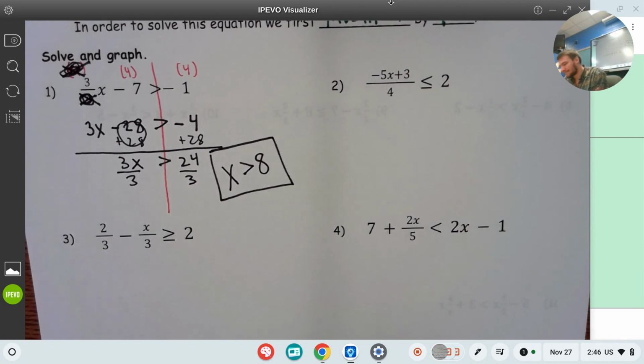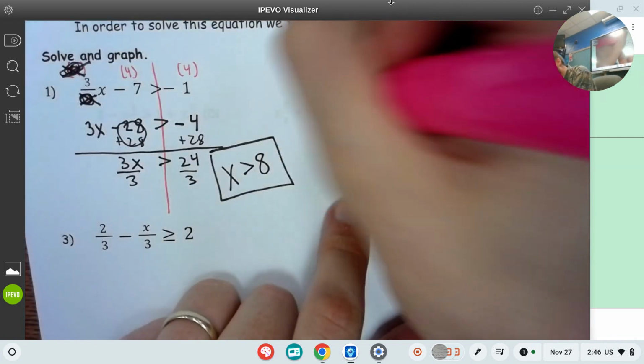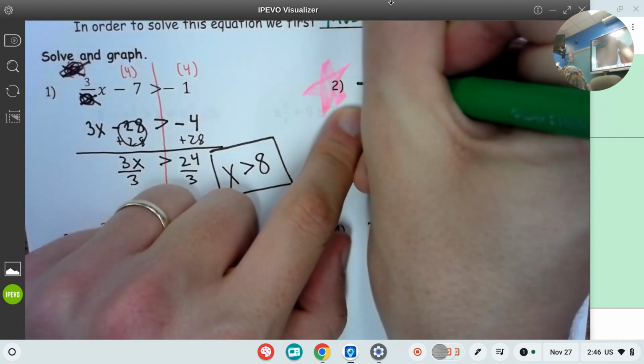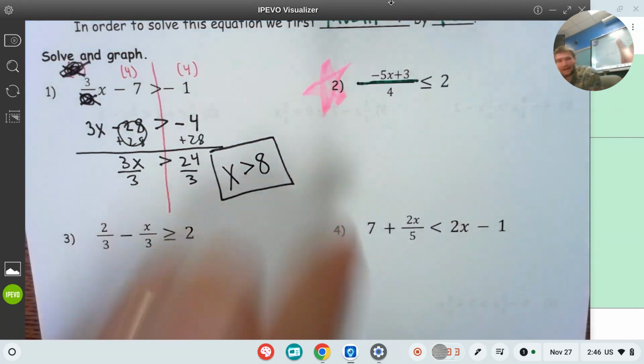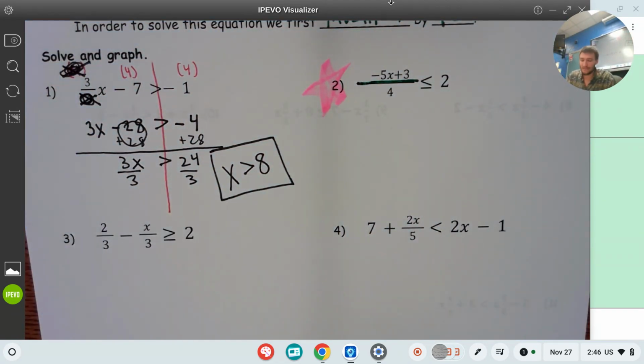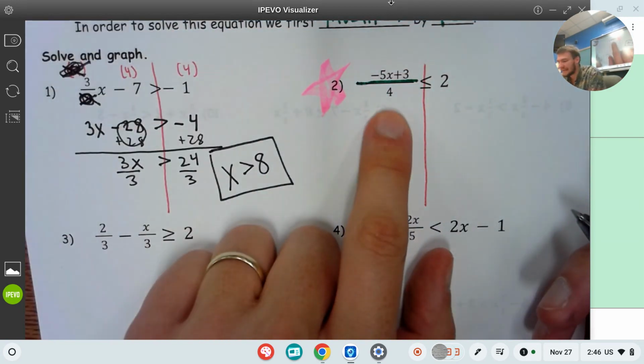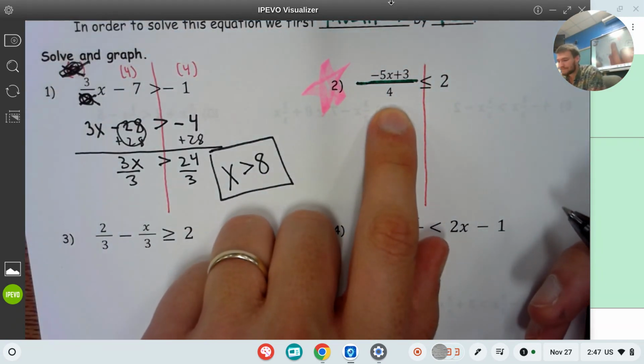Okay, moving on. Number two. I'm going to put a star on number two. It's not harder, but it is weirder. For number two, we have this fraction, and it is a big fraction. We're not used to fractions that are this big. We've seen them before. The question is, how many times 4 do we need for this question?